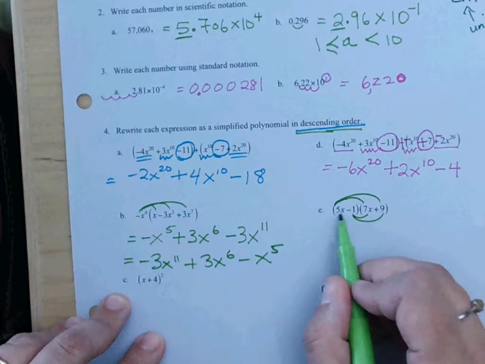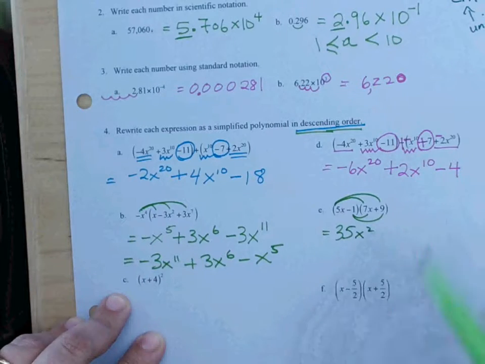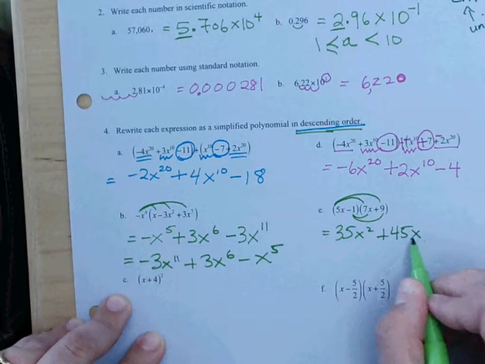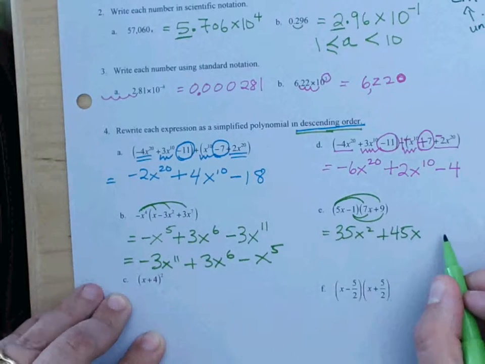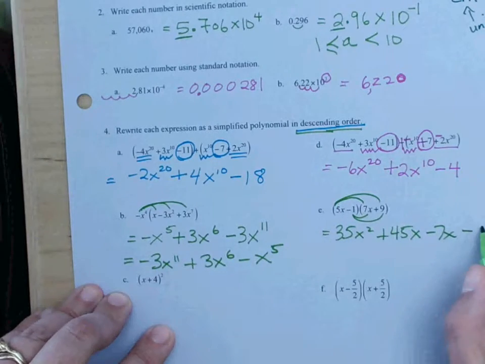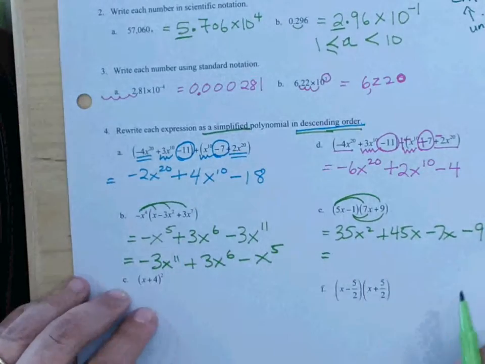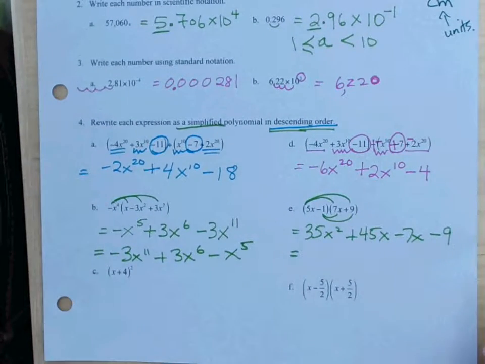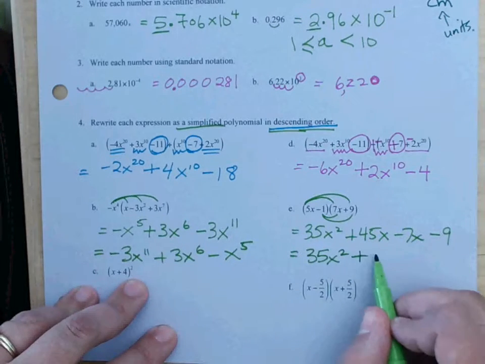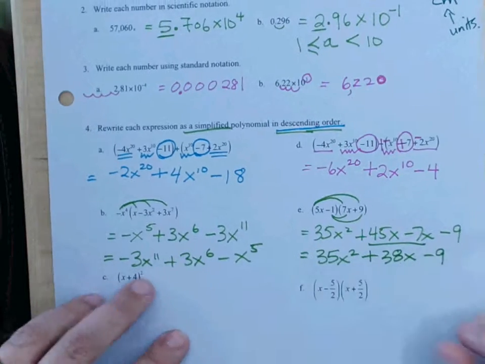When we multiply here, what do we need to make sure we do? FOIL. So 5x times 7x is 35x squared. 5x times 9 is 45x. Negative 1 times 7x is negative 7x. And then negative 1 times negative 9 is negative 9. We want to simplify. Always simplify. So what do we get when we simplify this? Minus 9. Good. We combine our like terms.